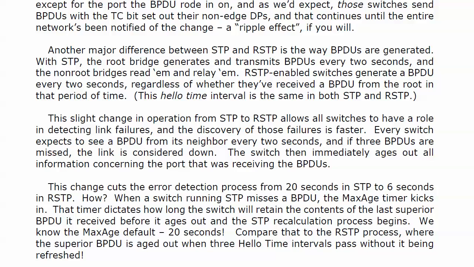Now, how does that cut the error detection from 20 seconds in STP to 6 seconds in RSTP? Because when a switch running STP misses a BPDU, what happens? The max age timer kicks in. And that timer dictates how long the switch is going to retain the contents of that last superior BPDU that it got before it finally ages out, and then we start the entire recalculation process with STP. Well, that's 20 seconds. Compare that to this process, where the superior BPDU is aged out when 3 hello time intervals pass without it being refreshed. So that is one key change between STP and RSTP that helps bring the rapid part into Rapid Spanning Tree Protocol.